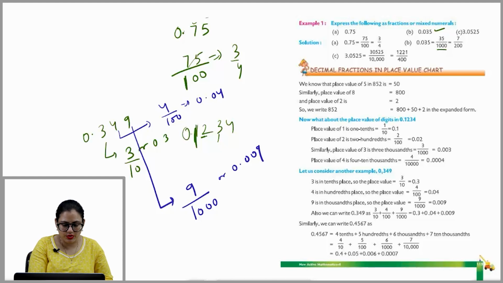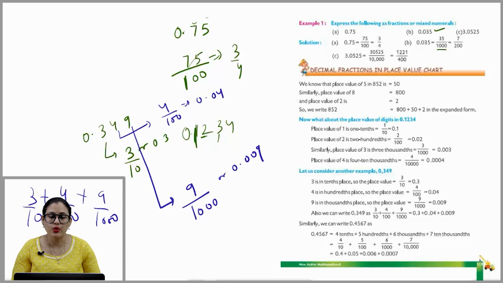Also, how can we write it in expanded form? We can write it as 3/10 plus 4/100 plus 9/1000. Okay. Or you can write it also as 0.3 plus 0.04 plus 0.009. Okay. Similarly, we will do this example also. Okay.